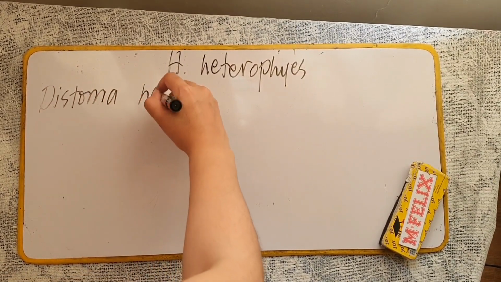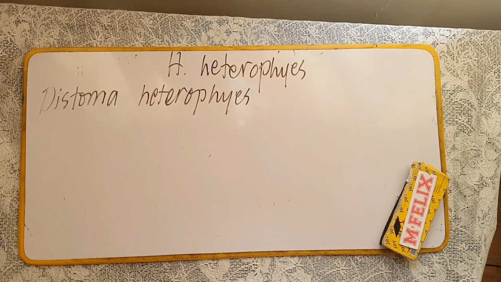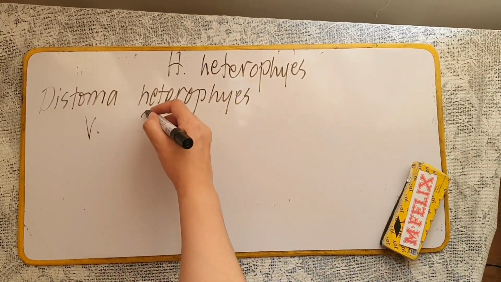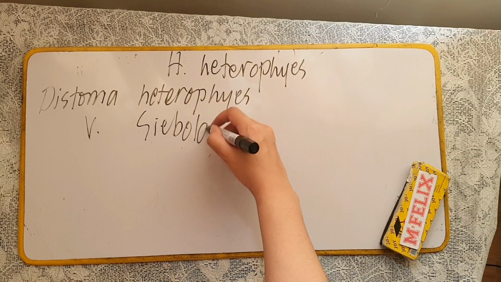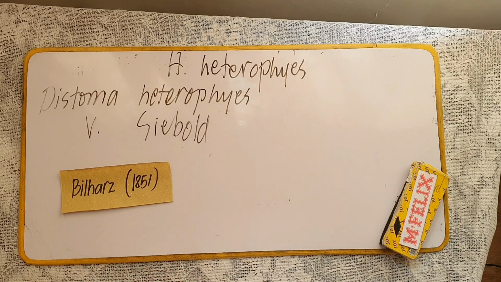Other name: Heterophyes heterophyes var. Siebold. Kaya nga ang common name niyan is Dwarf Intestinal Fluke, also known as von Siebold fluke. Okay? Now, this minute fluke was first found in Egypt, from the body of a patient from Egypt by Bilharz during 1851. It is widely distributed in Egypt, Middle East, and Far East.